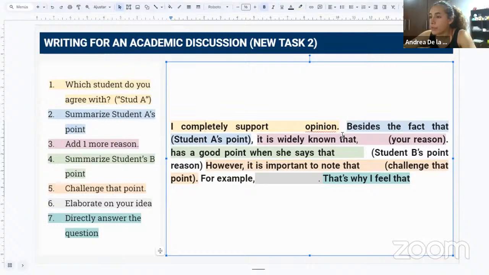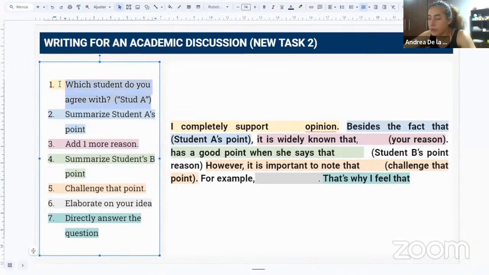Okay, guys. Well, what are we going to say? The first thing that we need is a short introduction. In this introduction, you're basically going to tell me which student you agree with. You always have to agree with one of the students. You do not necessarily have to, but the easiest, the safest, and the fastest way is by agreeing with one of the students. So I really recommend that you just decide to agree with one of them.